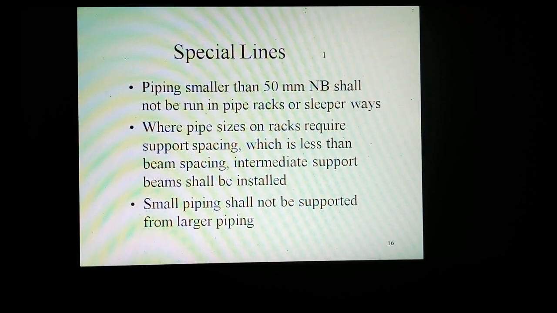Piping smaller than 50 mm NB shall not be run in pipe racks or sleeperways. Where pipe sizes and racks require a support spacing which is less than the bent spacing, intermediate support beams shall be installed. Generally, small piping shall not be supported from larger piping.